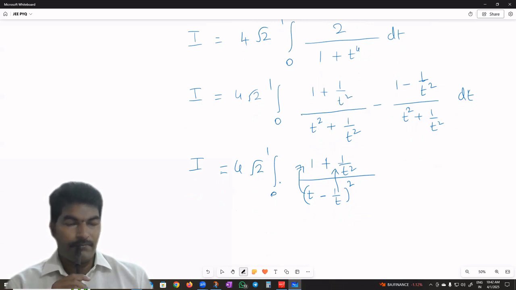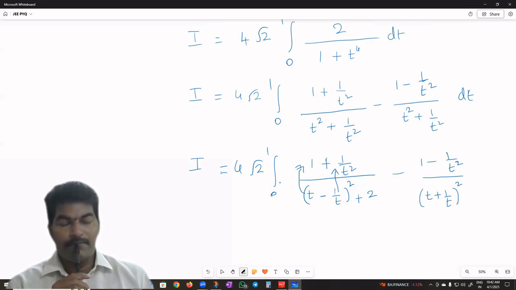So plan accordingly, okay? And here if you see this part, if you expand this part, t square plus 1 by t square, we got minus 2. So you can do one thing, add plus 2 here, okay? And also, here we are taking t plus 1 by t whole square. What is the reason? T derivative 1, directly we are getting the numerator. And 1 by t derivative minus 1 by t square. For that reason, I'm doing like this.